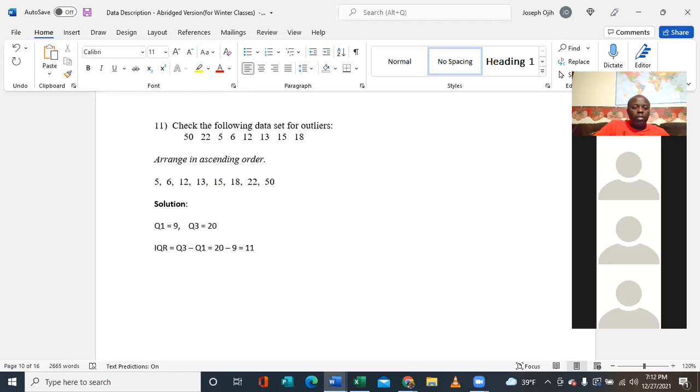IQR is 11. Next thing I'll do now, I'll find the lower interval and upper interval, and any number that falls outside those intervals will be the outlier. So let me get the lower interval. Lower interval will be Q1 minus 1.5 times IQR. 1.5 is just a part of the formula.